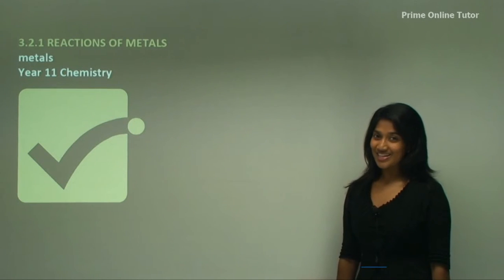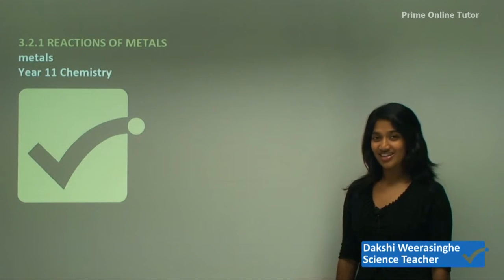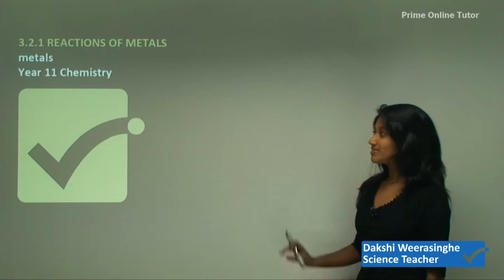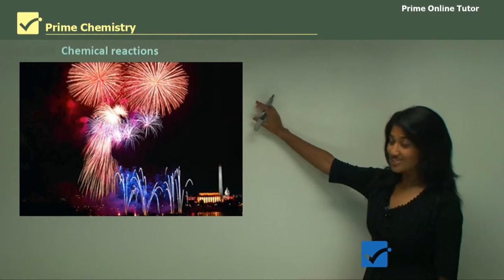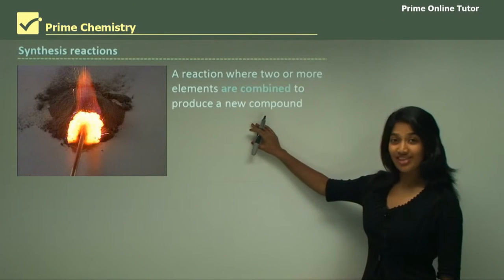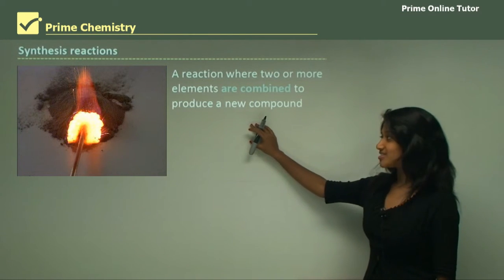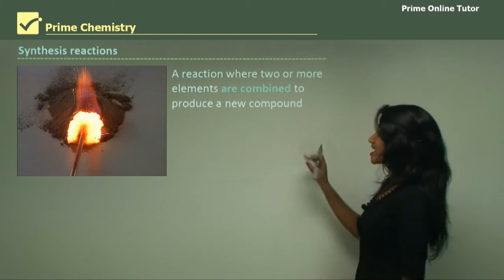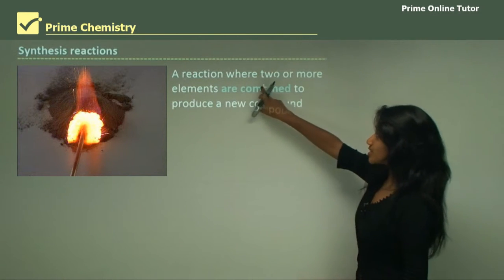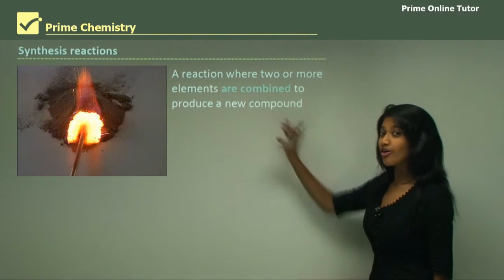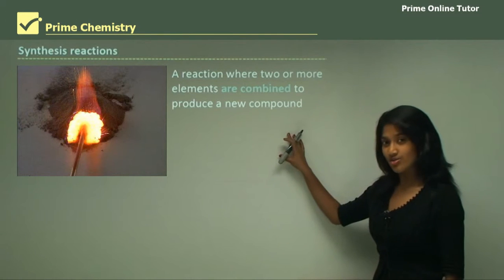Hello everyone. Today we will be learning about the reactions of metals, and this is part of the metals topic. We'll be first starting with chemical reactions, and the first chemical reaction we'll be looking at is a synthesis reaction. As the word synthesis means, it is a reaction where two or more elements are combined to produce a new compound.